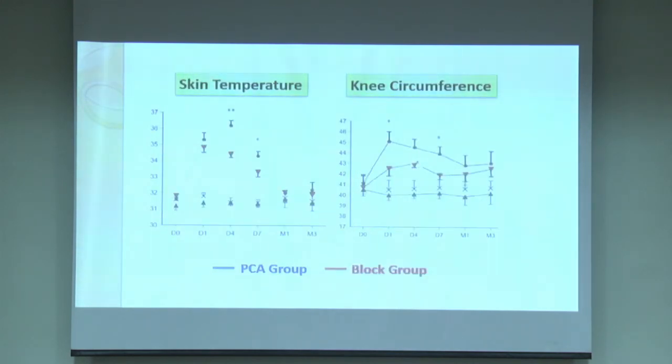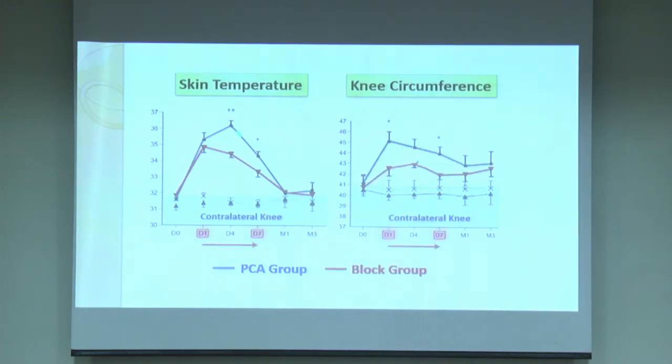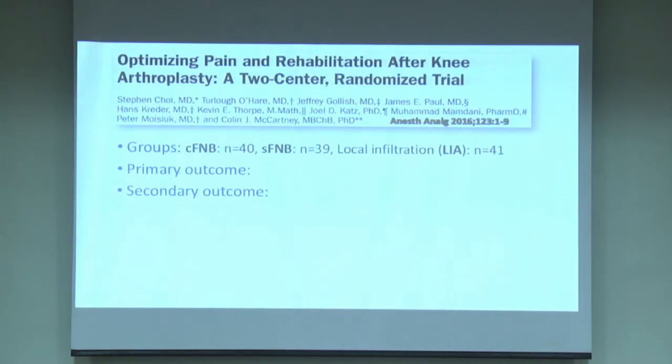If you look at the skin temperature and the skin circumference and compare it with the contralateral knee, you'll find the patients who had a block have lesser knee circumference, that is the edema is less, and the skin temperature is much less, and therefore the anti-inflammatory action of the local anesthetics was probably described in this particular study. But what do we do? What kind of blocks do we select? Now this is a recent study in 2016 which was published.